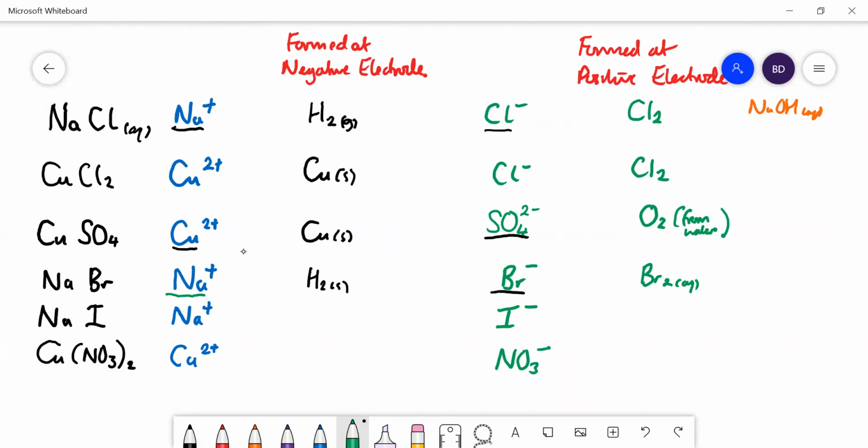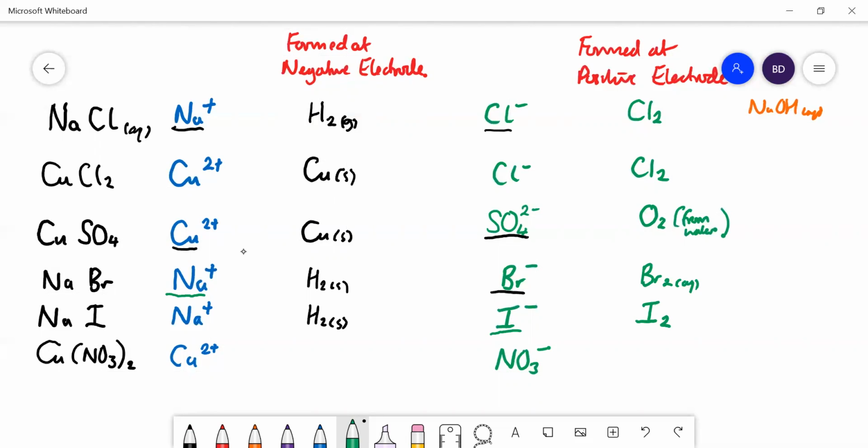If you do sodium iodide, again, you get hydrogen gas given off there because the sodium is more reactive than hydrogen. And again, it's another halogen. The halide ion, iodide, does give away its electron, and you get I2 being formed there.